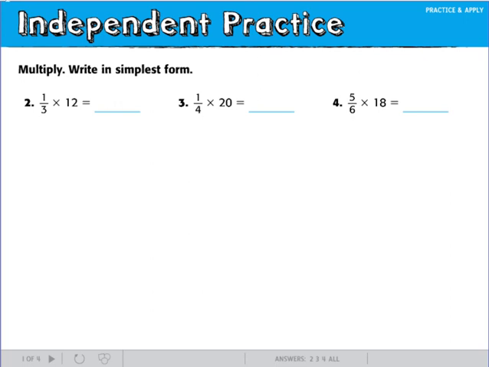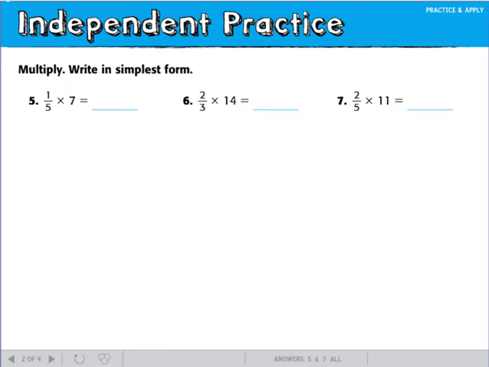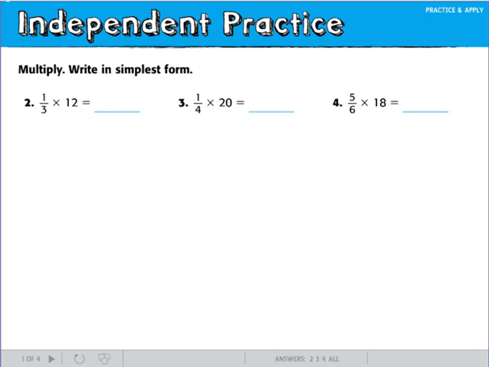All right, I'm going to do number 2, and then I'm going to pick one that is not going to come out even, like number 2 is going to. Okay? So, number 2, I'm going to take 1/3. Forgot to select my pen. So we have 1/3 times 12, or 1/3 times 12 over 1.